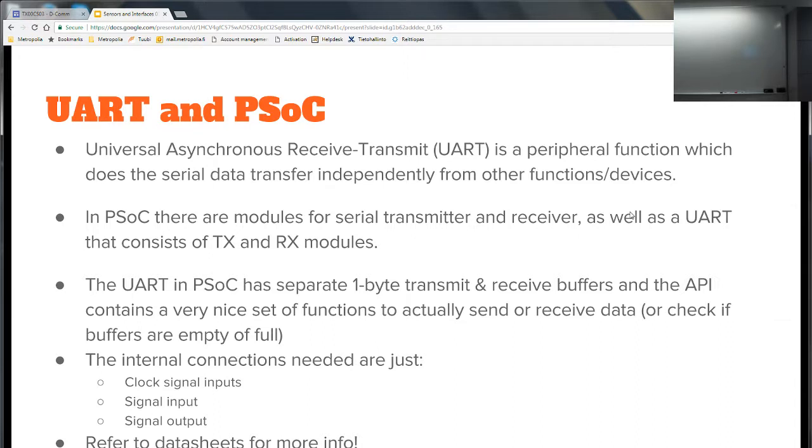That's common technology, and all you need to do for UART is tell it what to do, and it does the data transmission itself for you. And in PSoC, there are different kinds of modules. There are separate TX and RX modules, transmit and receive, if you need only one direction, but if you need two-directional data, then of course you need the full UART.